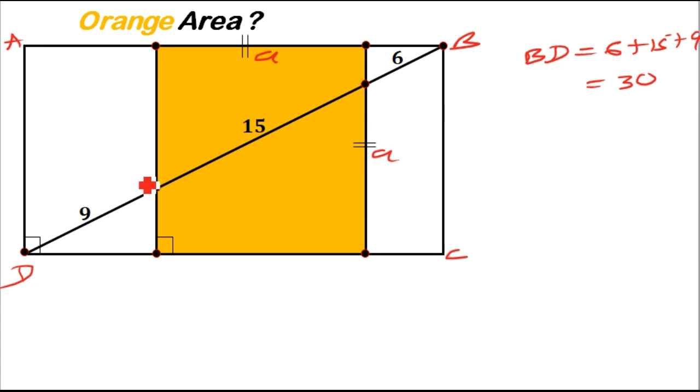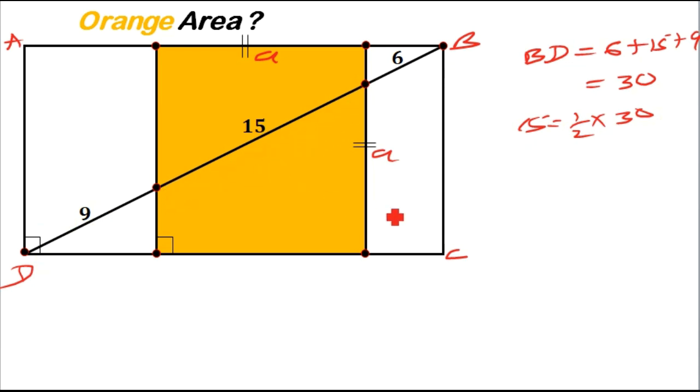So if the whole of this diagonal is 30 and the diagonal inside the square is 15, meaning the square is taking a half of the whole diagonal because 15 is a half of 30. Remember, 15 is equal to a half of 30. So it means of the whole diagonal of the rectangle, the square is only taking a half of it.